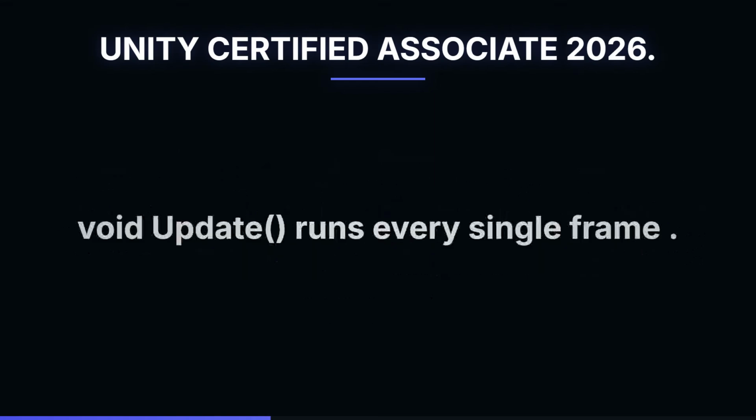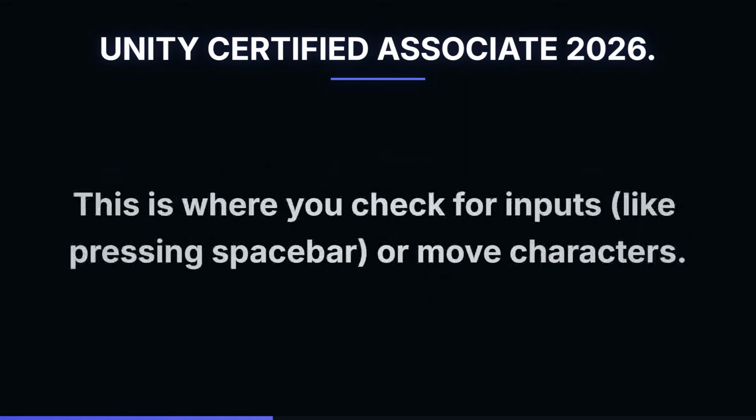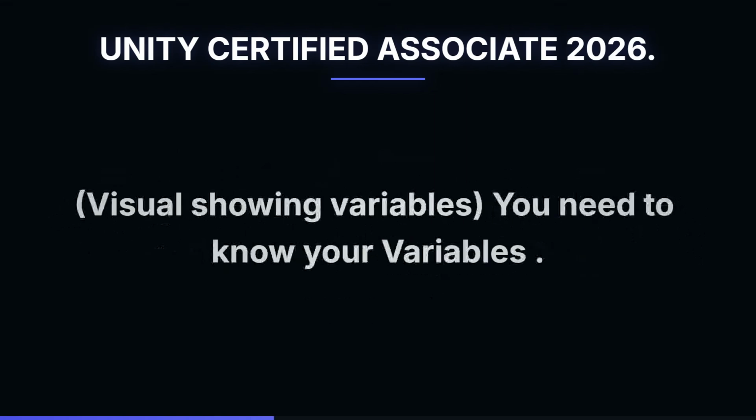Void Update runs every single frame. If your game runs at 60 frames per second, Update runs 60 times a second. This is where you check for inputs, like pressing spacebar, or move characters.